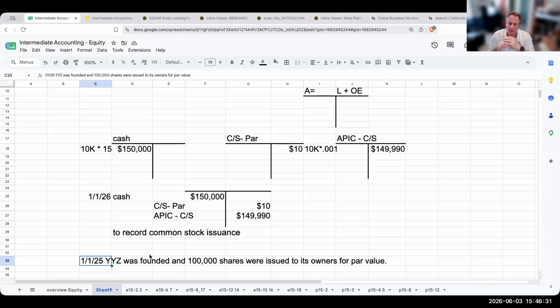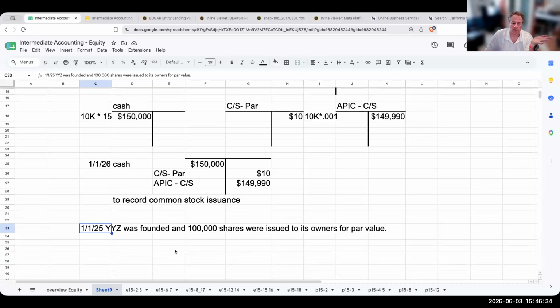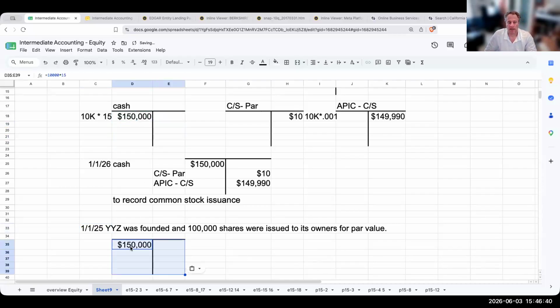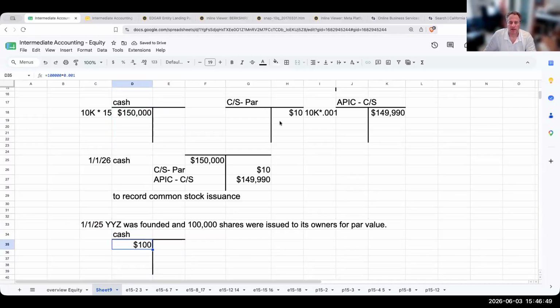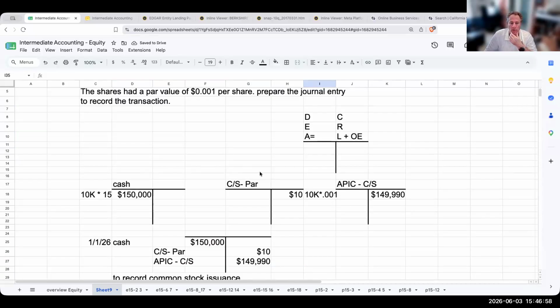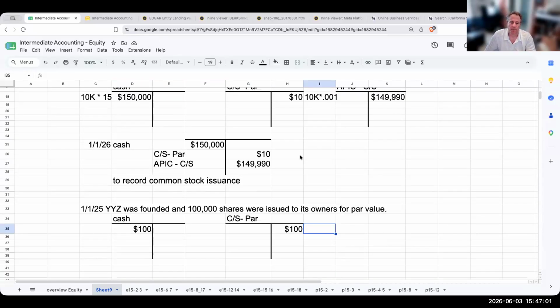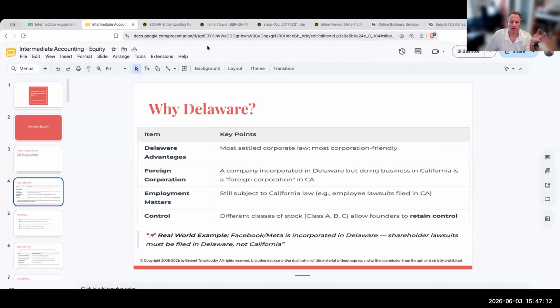So if I was doing this over here, then my cash would obviously be here at. So basically, I'm getting cash of $100, and at the same time I'm recording common stock at par for 100, right? Because that's going to be 100,000 times 0.001, which is the par value per share. And that's perfectly legitimate and legal to do. Okay, so let's go back over here and take a look at some other topics.